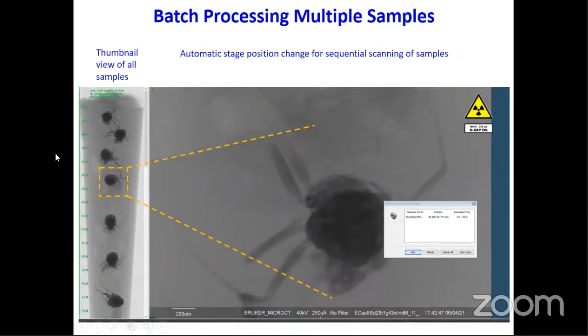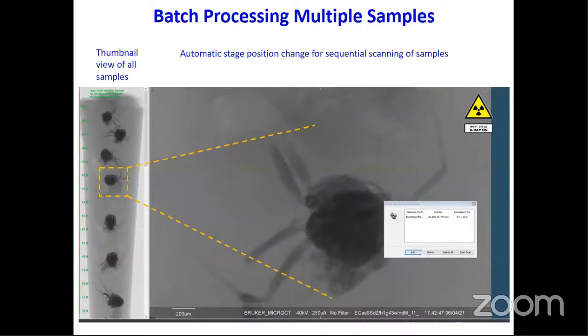Here the user has loaded multiple samples. As you can see here, there are individual thoraces of many flies, and the user can actually load the positions of each of these samples into a box, which is noting down the positions, and then just start the scan. The scanner is able to automatically load every sample position and complete the scan without any user intervention.